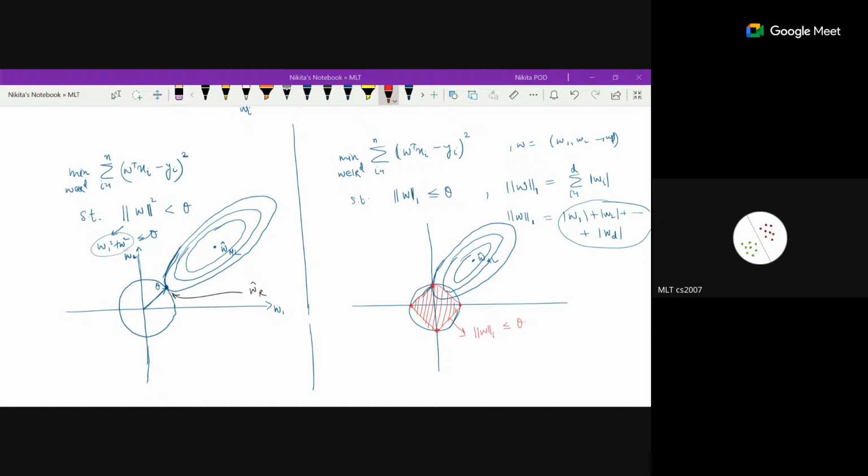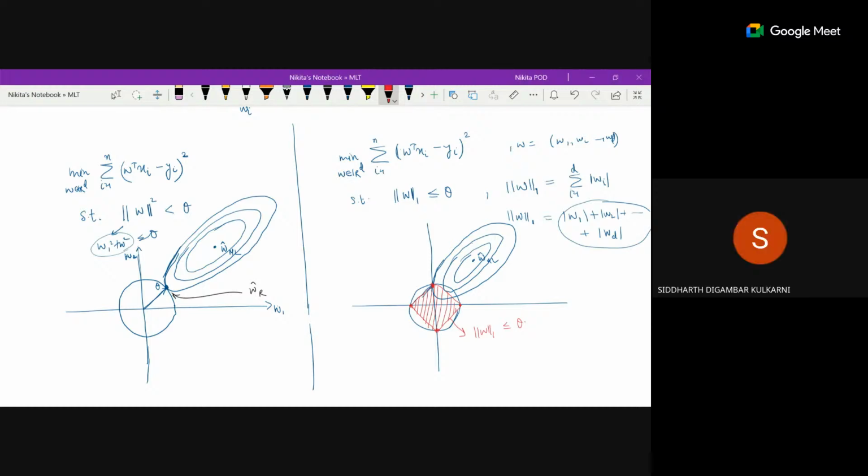So this ellipse will usually intersect at these corners. That is why you're able to get some of the coefficients to be equal to 0. But when you're talking about the ridge regression constraint, you have a circular constraint, and so the intersection of the ellipse with this circle doesn't give you any sharp points for the solution to be exactly zero.